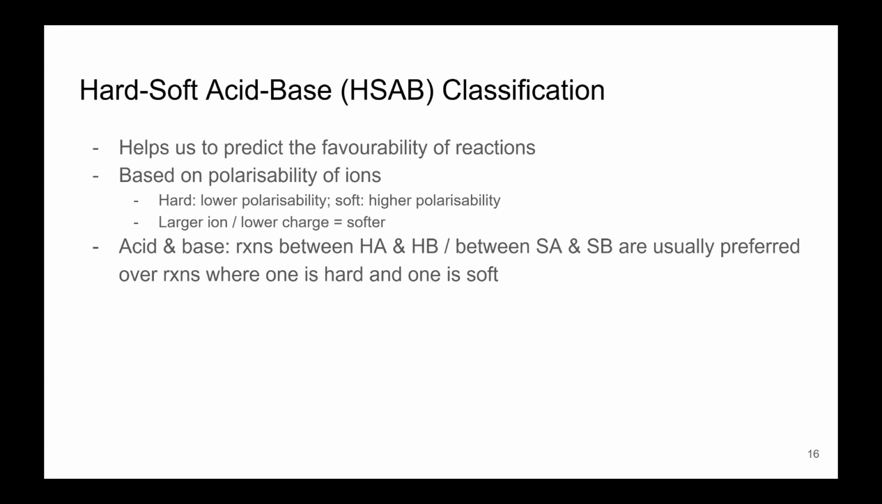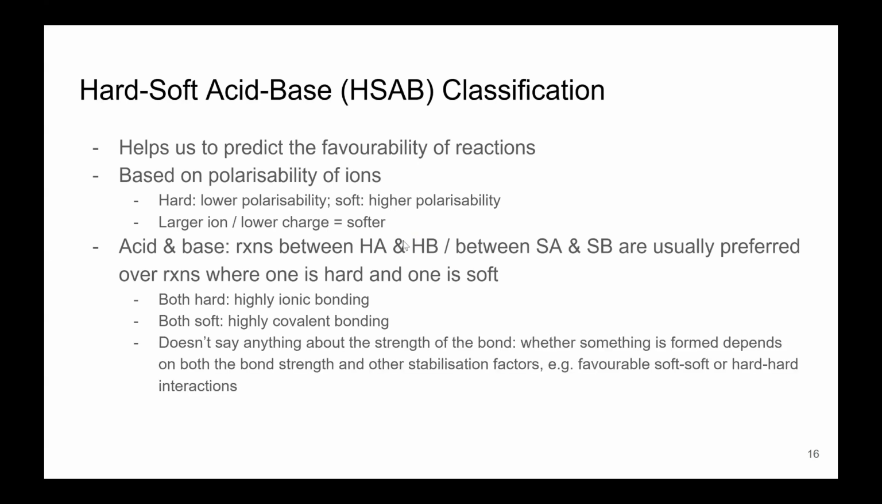So acid and base that are like each other in terms of polarizability actually react more favorably than in other cases. However, this is not a hard and fast rule, so you should always consider other factors as well. When both the acid and base are hard, then the interactions between them are highly ionic, while if both are soft, then the interactions between them are highly covalent.